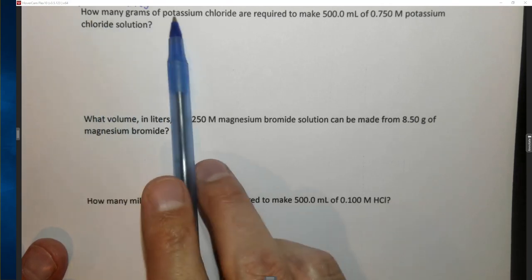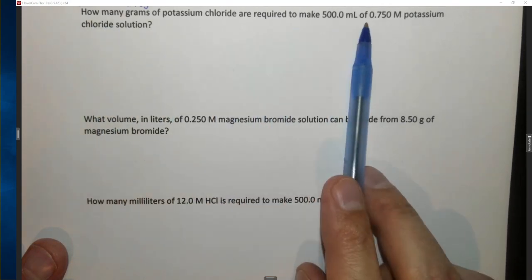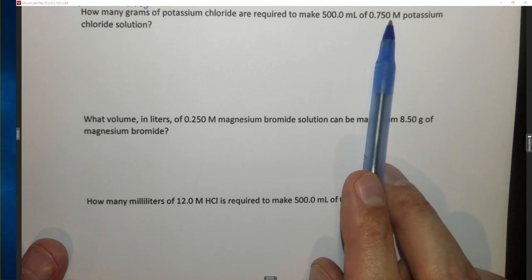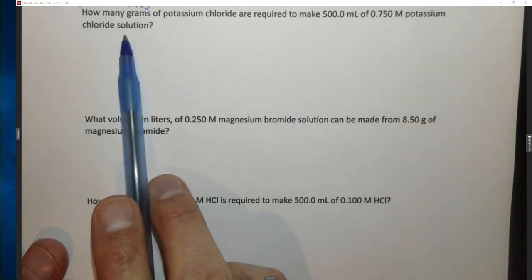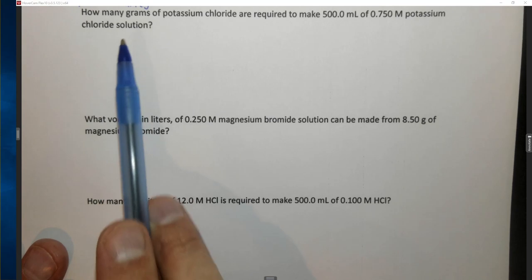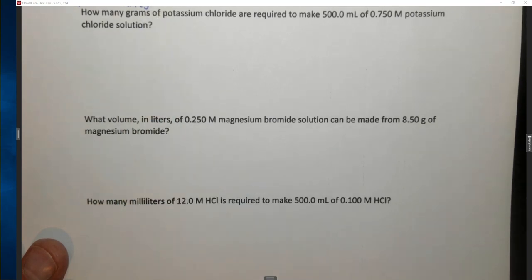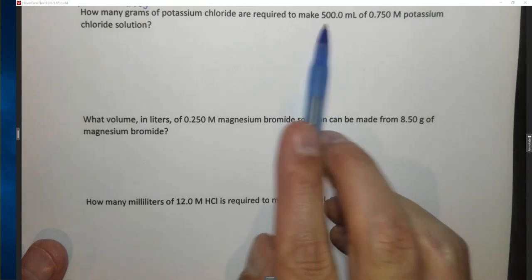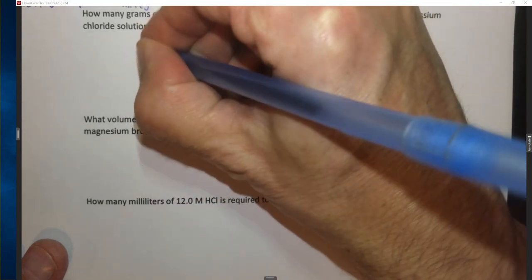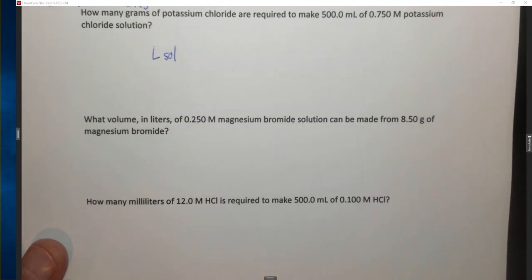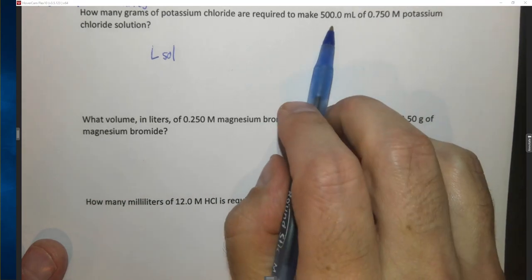The question says, how many grams of potassium chloride are required to make 500 milliliters of 0.750 molar potassium chloride solution? So at the end of the day, we want grams of potassium chloride. So what we're starting with here is milliliters, but I'm going to call that liters of solution. So we're going to have to divide that by 1,000.